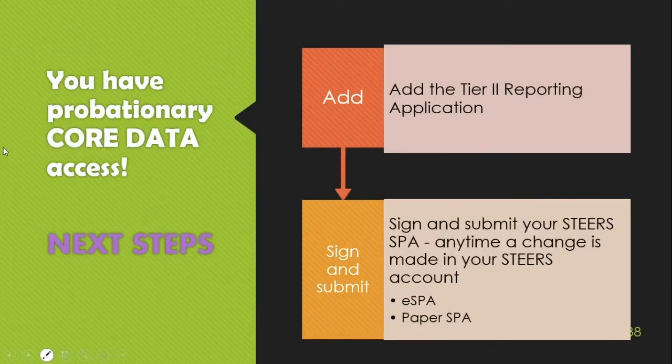So again, you have the probationary core data access. Now you can go ahead and proceed to add the Tier 2 reporting application. And then after you've done that is when you'll get into the Steers participation agreement.